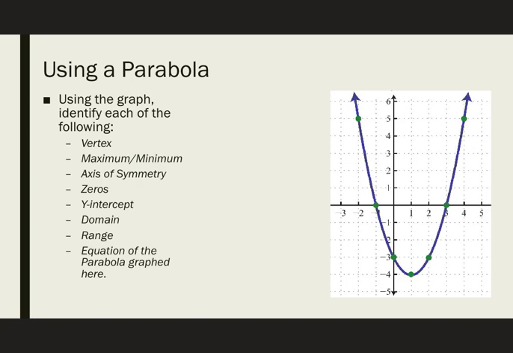All right, using a parabola, so working backwards. If they give you a graph, all you have to do is read the information. My vertex is going to be (1, -4). This vertex is a minimum. It's at the bottom of my parabola, so it's a minimum.